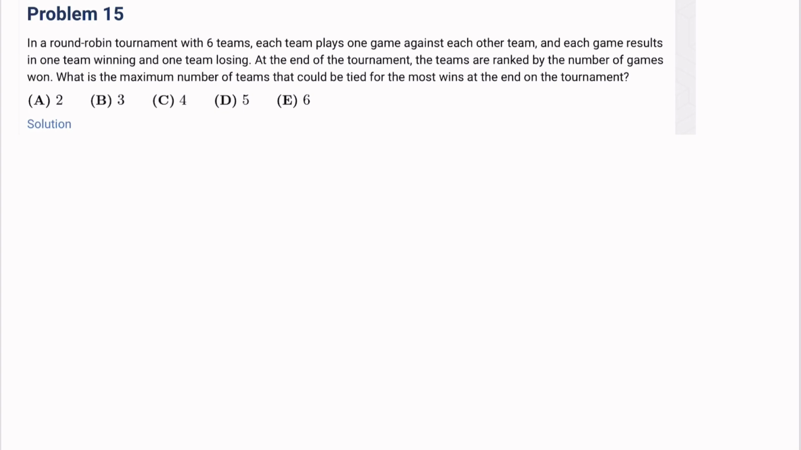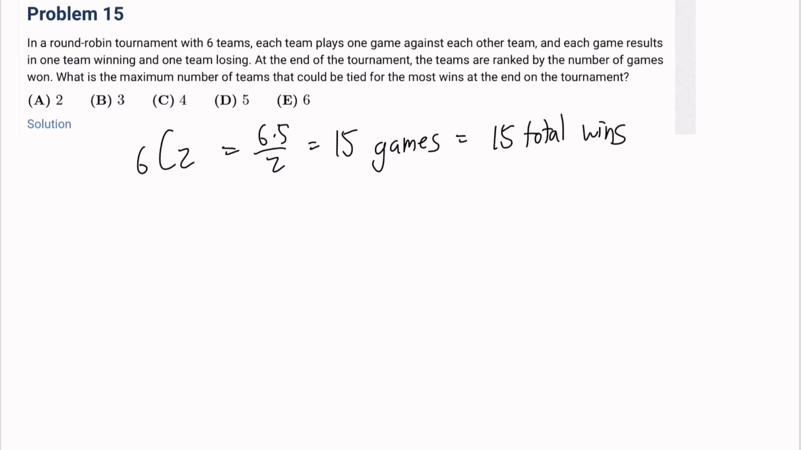And so there are 6 teams, and each team plays one game against each other team. So there is going to be 6 choose 2 games, and this is 6 times 5 over 2. This is 15 games, and this means there are 15 total wins, right? And then the maximum number of feasible teams, that would be 3, 3, 3, 3, 0. No, 3, 3, 3, 3, 3, 0. So that would give 5 teams, right? But then we need to see if this is actually possible.